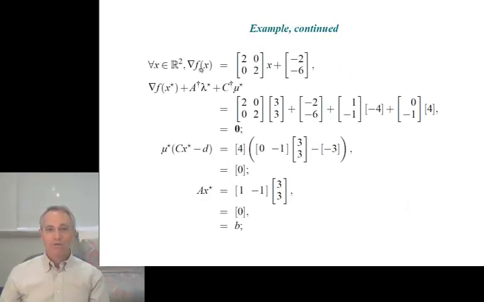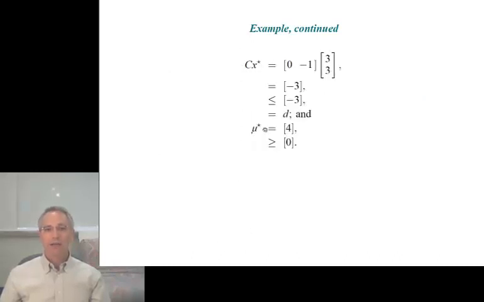Let's try it out. First of all, the gradient of f is this diagonal matrix times x plus a constant. And so adding that together with A transpose lambda plus C transpose mu gives us these three terms. Plugging in my claimed lambda star and mu star adds everything up to 0. How about the complementary slackness constraints? Well, the one inequality constraint is binding, so Lagrange multiplier times constraint equal to 0 is satisfied because the constraint is equal to 0. And of course, the equality constraint is satisfied.